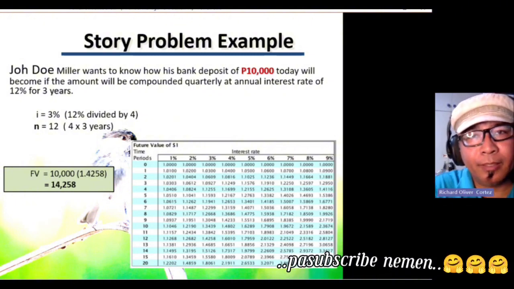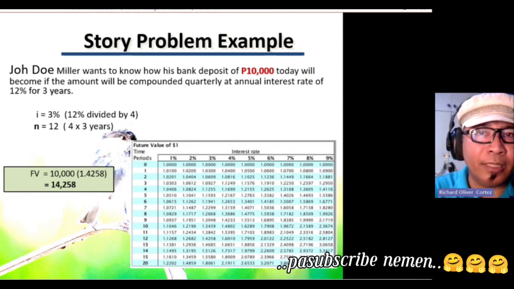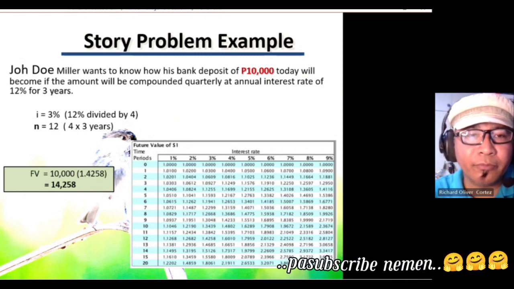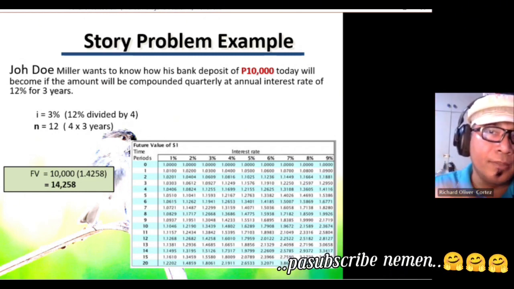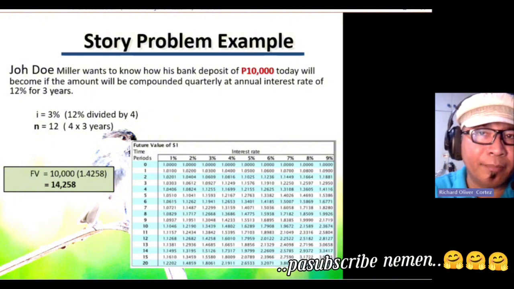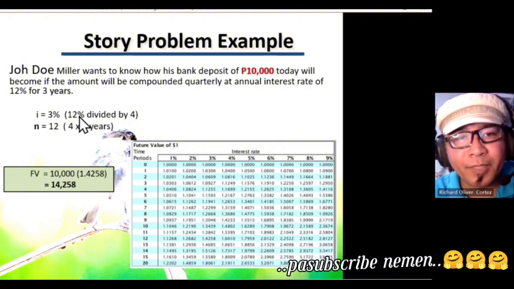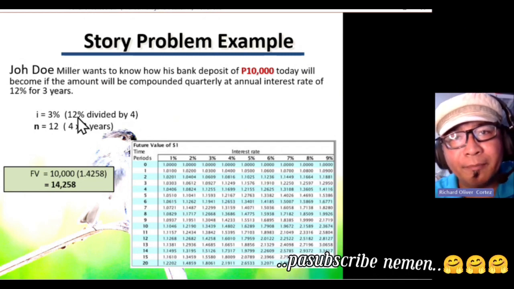Okay? Hindi ba sabi natin, 12% ang binigay. So, 12% that is good for 1 year. No? 12% is for 1 year. Therefore, bawat quarter, ilang interest rate ang ating gagamitin. So, we simply divide 12% by 4. So, bakit 4? Kasi quarterly.